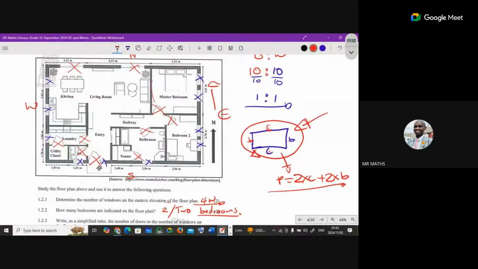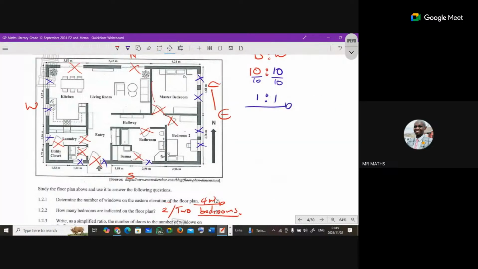Okay. But now we are speaking of a shape. In the context of a shape, but this is not just a shape, now we are speaking about a house. That's the context. So when answering here you must show that you are talking about a house.